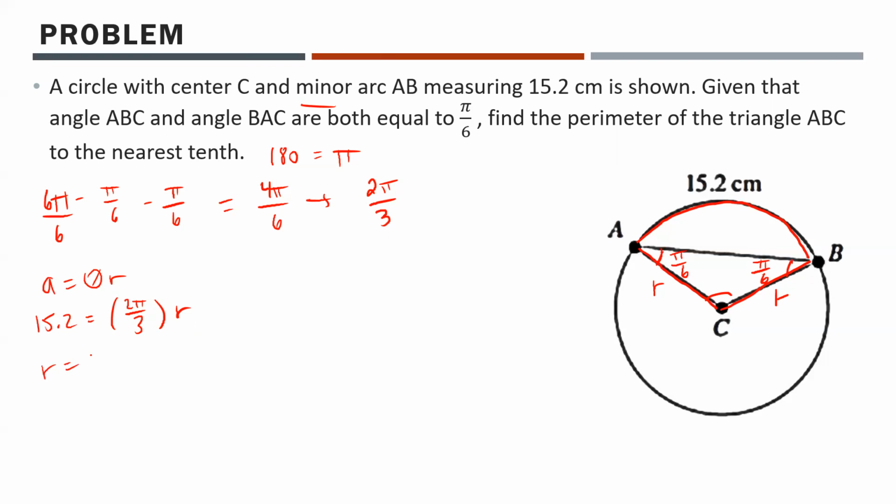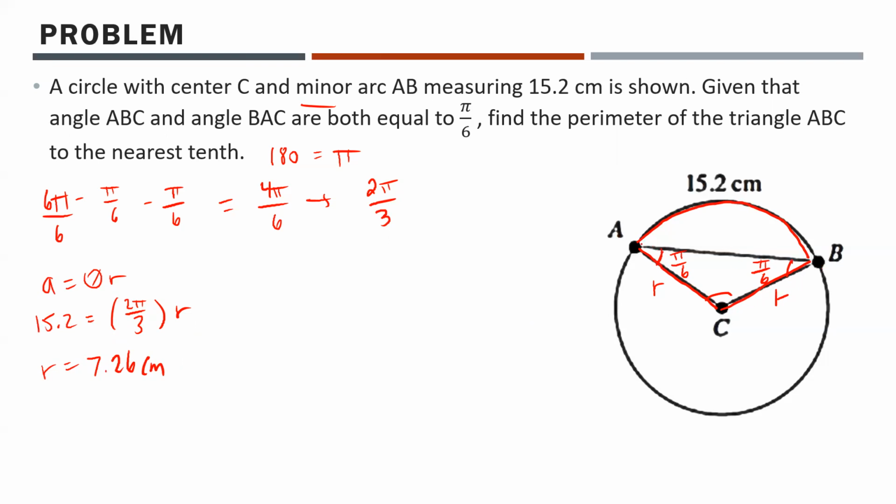So 15.2 divided by, in brackets, 2 pi over 3. This gives me roughly 7.26 centimeters. So we know we have 7.26 centimeters on each of those right there.